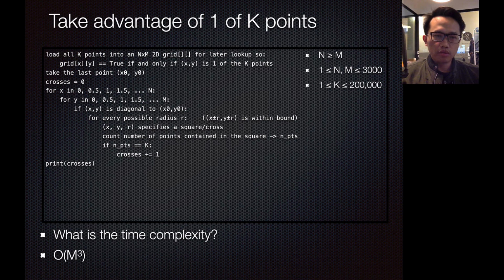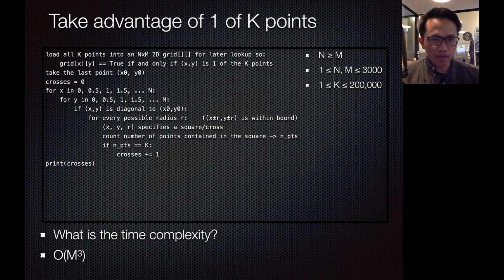So you enumerate, you go through every single point on the n by m grid, but make sure that you include all the half points. So x loops from 0, 0.5, 1, 1.5 until n. And for the y, you also loop from 0, 0.5, 1, 1.5 until m. So you loop through all the points, and if any particular xy is diagonal to x naught, y naught, then that is a relevant center. And with the center, now you try all the possible radius, and that gives you all the possible squares.